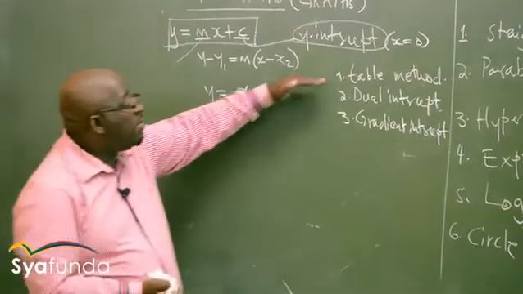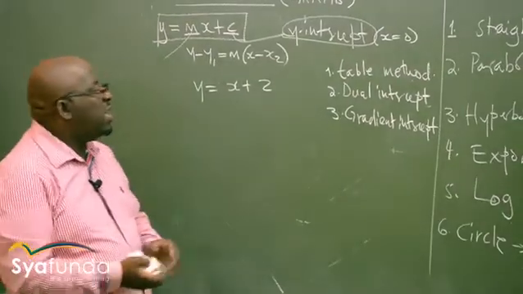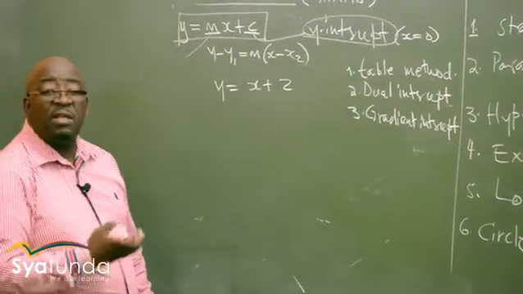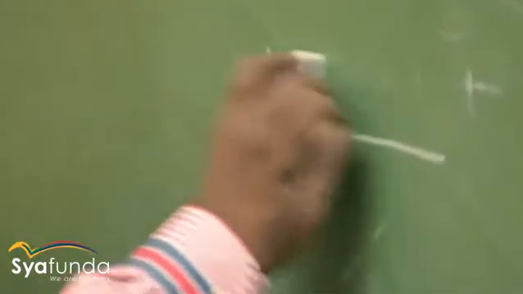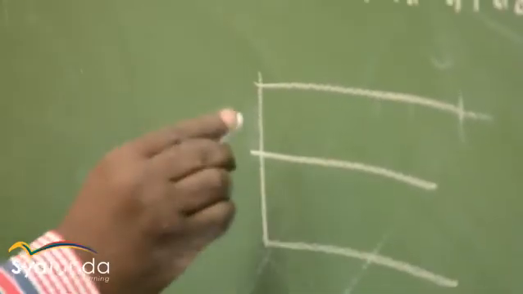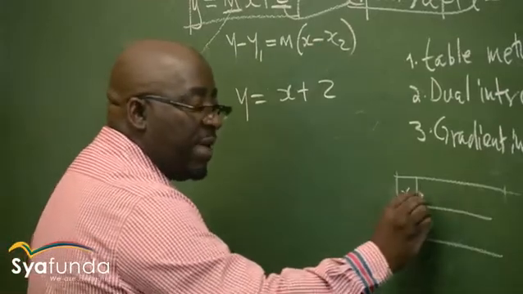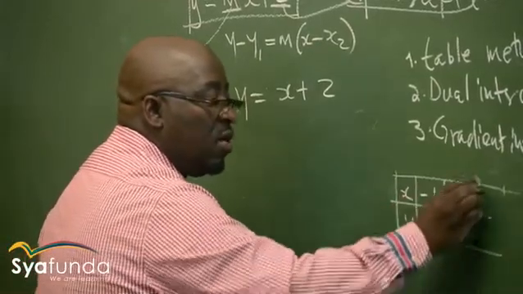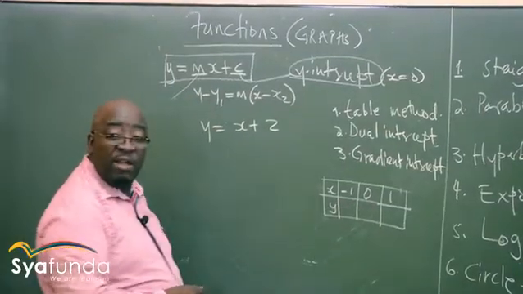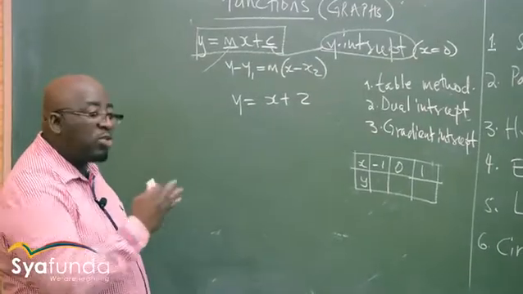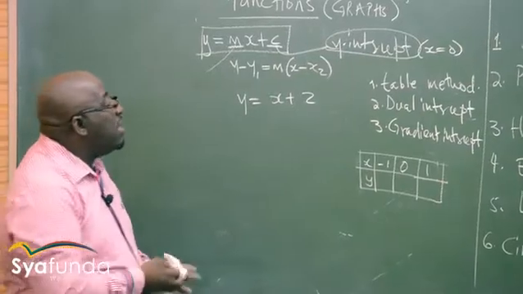The first one is called the table method. The second one is called the dual intercept method. The third one is the gradient intercept method. What is the table method? It is the method that uses the table. Remember, in your lower grades, you used to have a table like this, where you'll have X there and Y there. Maybe you just give your values of X as -1, 0, and 1. Then you're required to find the corresponding Y values. In that way, you'll be able to plot those values until you get a straight line. We usually do this in lower grades.